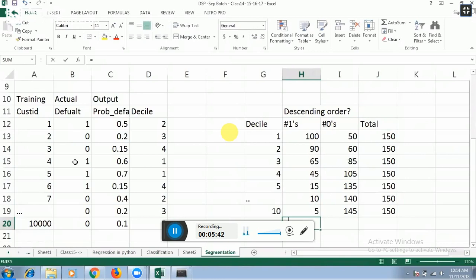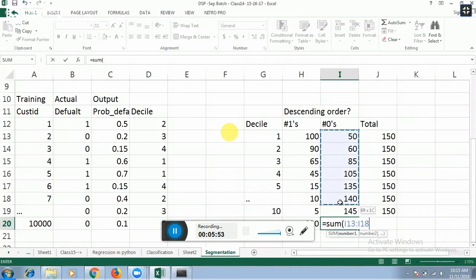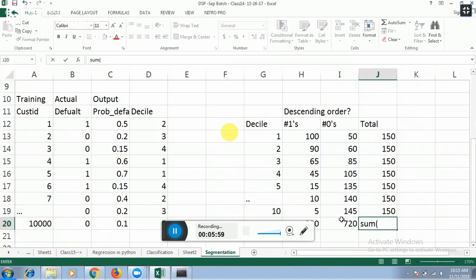So in terms of this, the number of bads is approximately 330. The number of goods is 720, and the total is 1050. So what is the percentage of bads you have overall? The bad rate is 330 by 1050, for example. This is my percentage of bads.